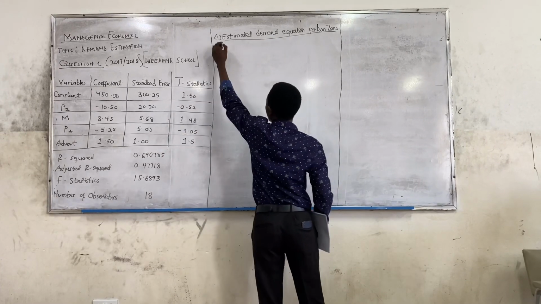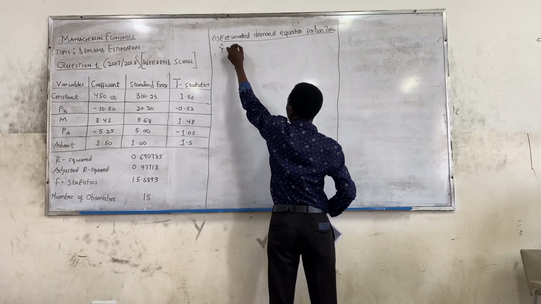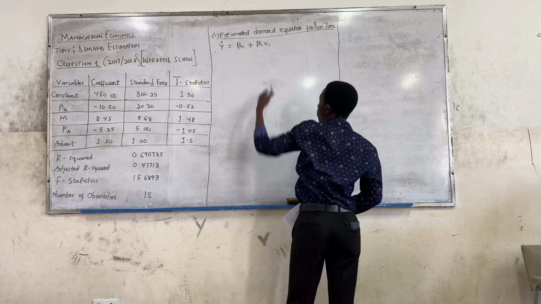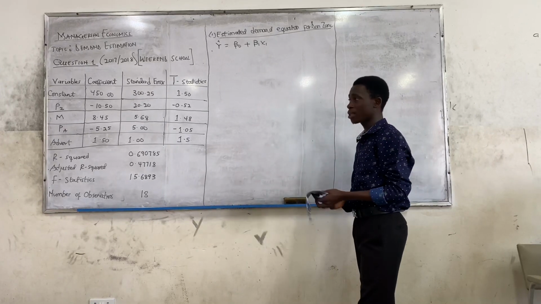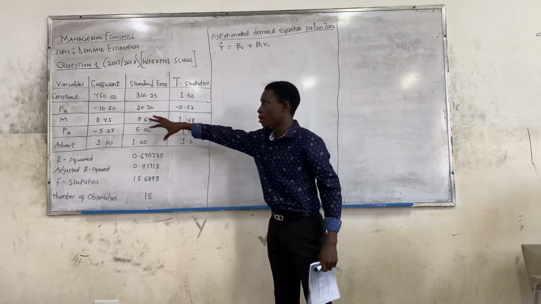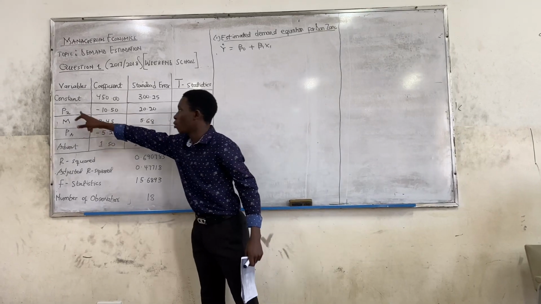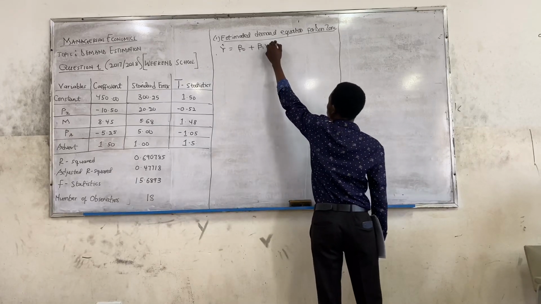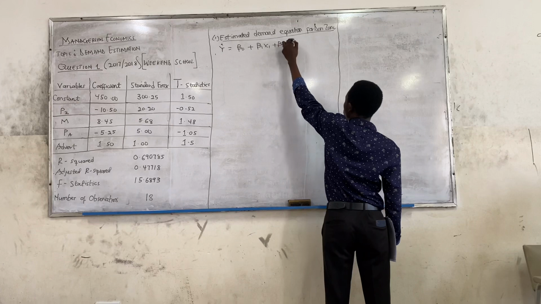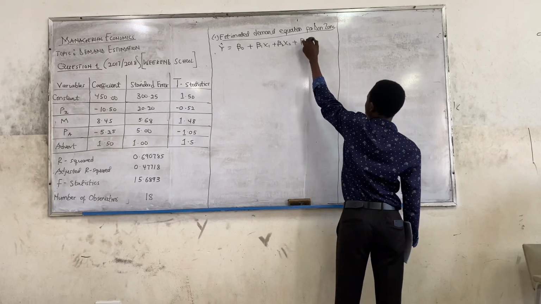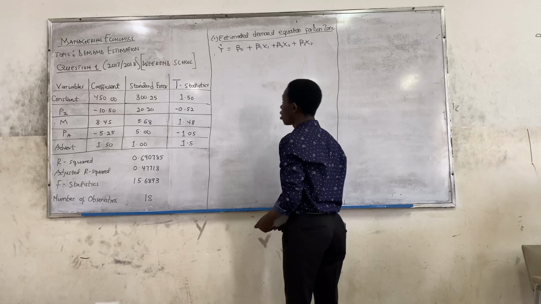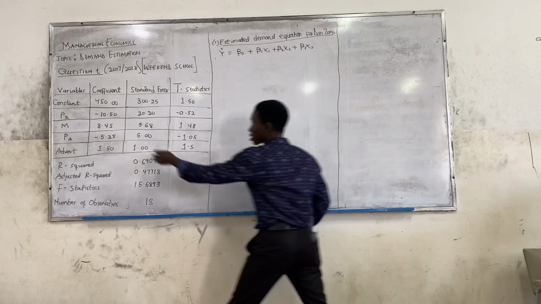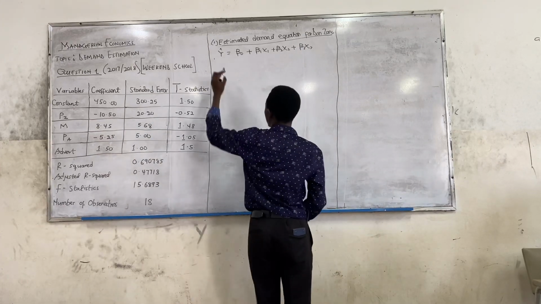Let's write down an equation first. We have Y equals beta naught plus beta 1 x1, beta 2 x2, beta 3 x3. It all depends on the number of explanatory variables being given. So explanatory variable 1, 2, 3. Another name for the beta naught is a constant or an intercept. So we have the constant, 450.